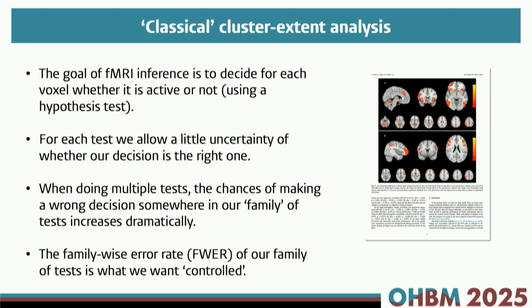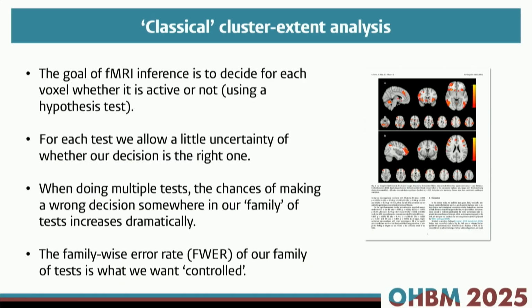So when doing multiple tests, or a family of tests, the chances of making a wrong decision increase dramatically. If we test just one t-test, we have a 5% chance, hypothetically, of making a false positive decision. But if we have two voxels or three voxels, this chance increases quite dramatically. So if we have 200,000 voxels, the chance that we find at least one false positive voxel is very, very high.